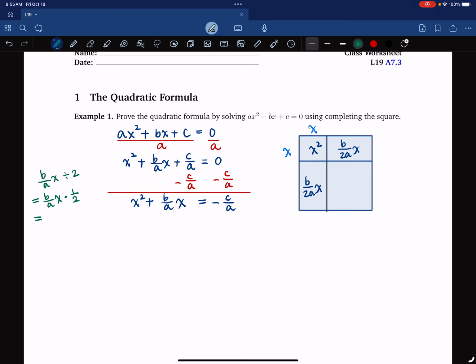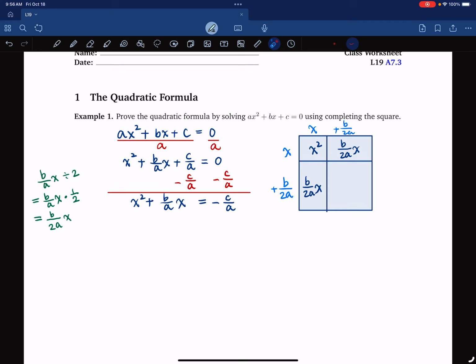On the top, it's b times 1, which is b. On the bottom, it's a times 2, that's 2a. And then you have your x. So that's how I got b over 2a times x. This tells us that the sides are b over 2a over here and b over 2a right here, and it's positive. You could verify that. If I multiply b over 2a by x, I get b over 2a times x.